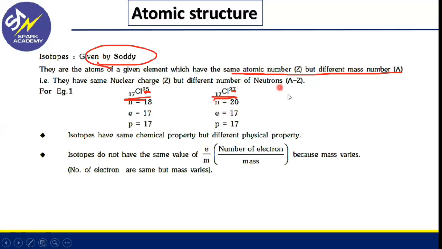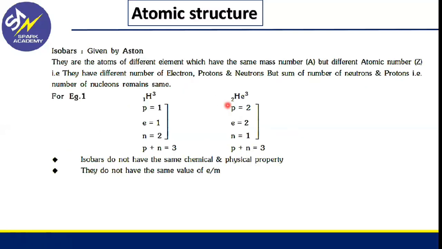Because the number of protons is the same, they will have the same chemical property. The protons determine, that is, the effective nuclear charge determines the chemical properties. So they will have the same chemical properties but different physical properties. Also, they will not have the same specific charge over mass ratio, because the mass will vary based on the number of neutrons. So same atomic number, different mass number, that is a difference in neutrons, is called isotopes.